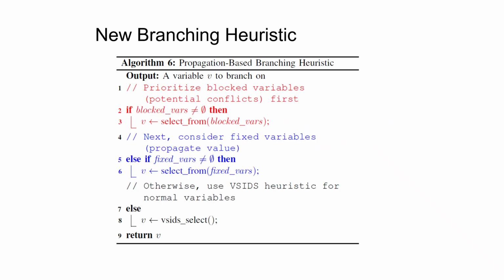We introduce a new branching heuristic where we first prioritize blocked variables. This could guide our algorithm to the conflict cases so that we can first focus on fixing the conflict rather than deciding values of some unnecessary variables. Next, we consider fixed cases so that we can quickly deduce the values of those variables.